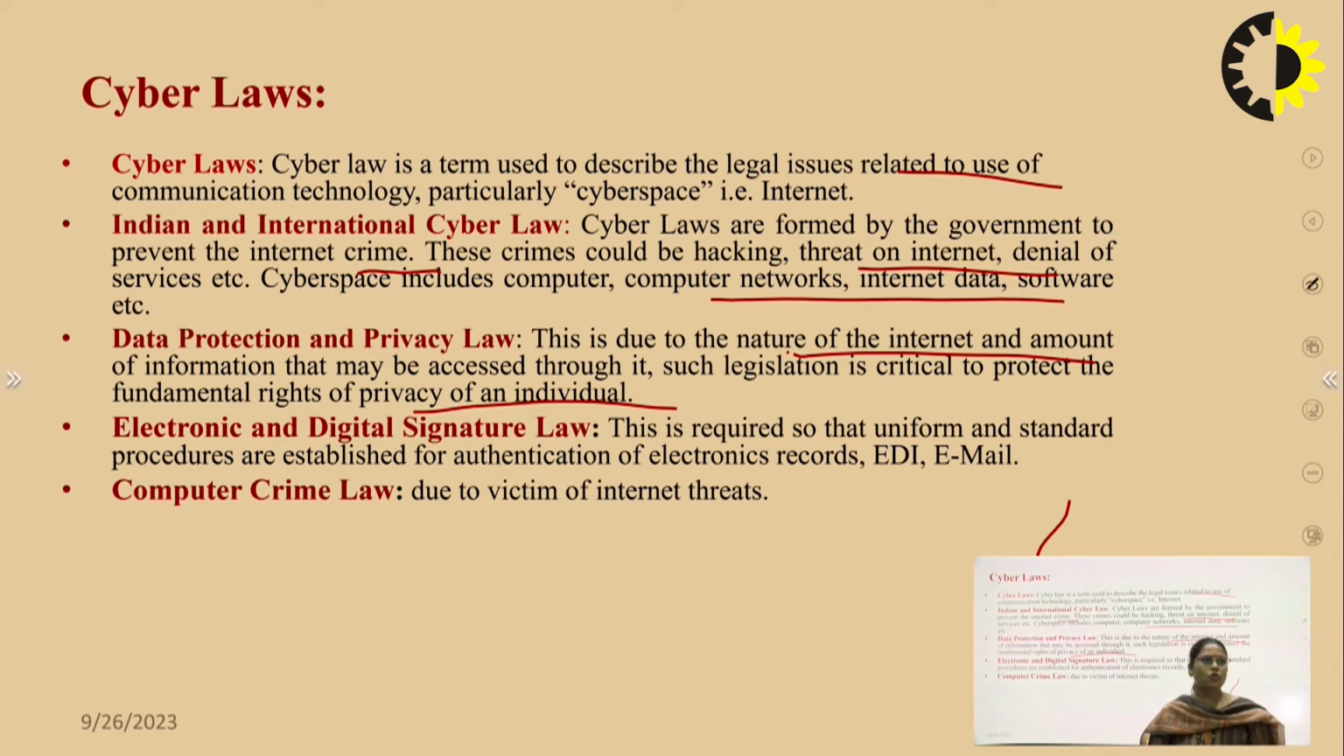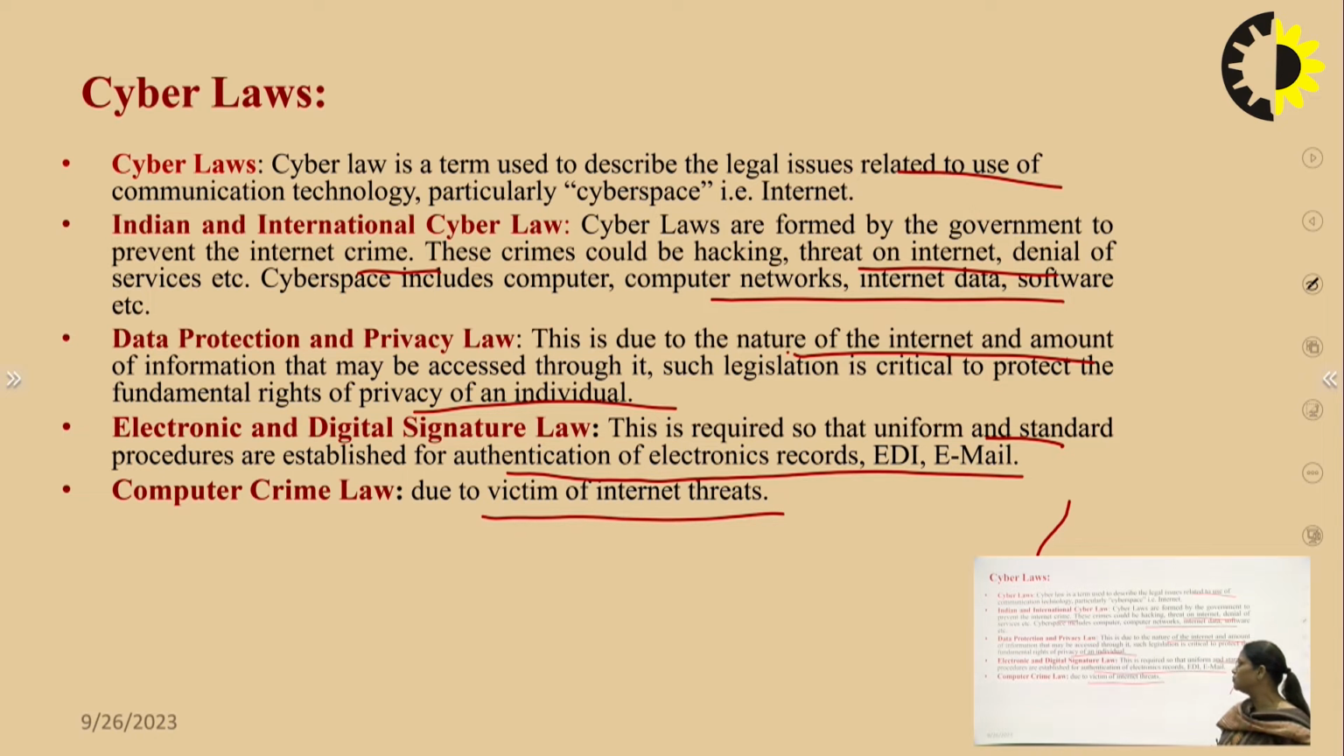Second is the electronic and digital signature law. It is basically for the purpose of authentication. This is required so that uniform and standard procedures are established for the authentication of electronic records. Now, computer crime law applies when there are victims of threats over the internet.